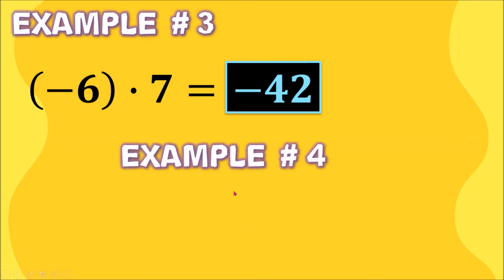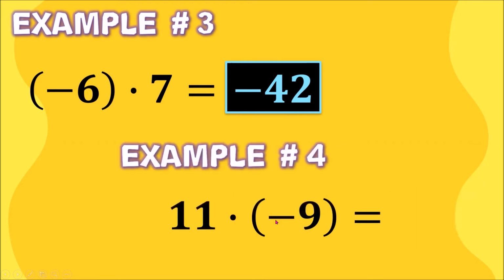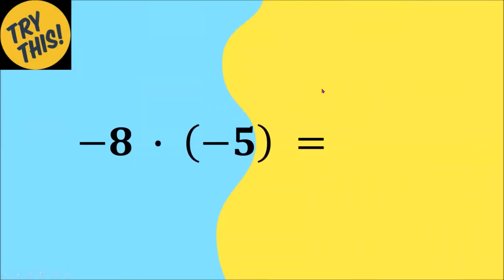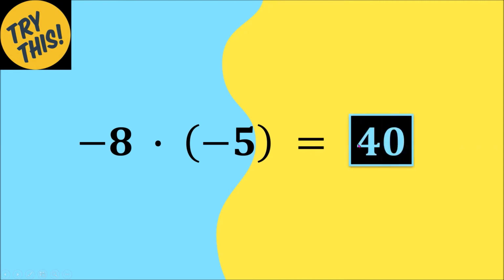Example number 4, 11 times negative 9. They are different signs, so negative. 11 times 9, 99. So negative 99. So let's try this. Negative 8 times negative 5. The integers are both negative, so that's why it is positive. So 8 times 5, we have 40.